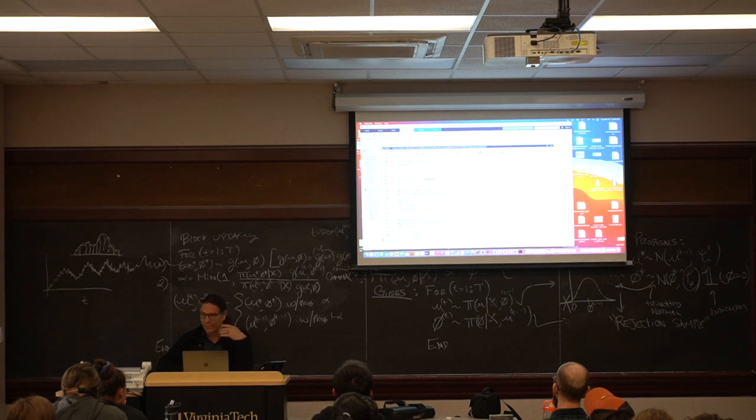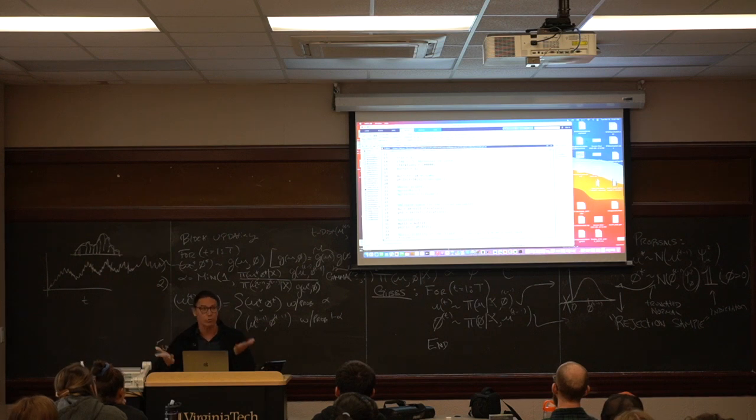So I'd like you to see how it works if you didn't know what the answer was. Here are my priors. So 1 over phi is the same as 1 over sigma squared. You can do the transformation and show that those are equivalent distributions. So create space for everything.